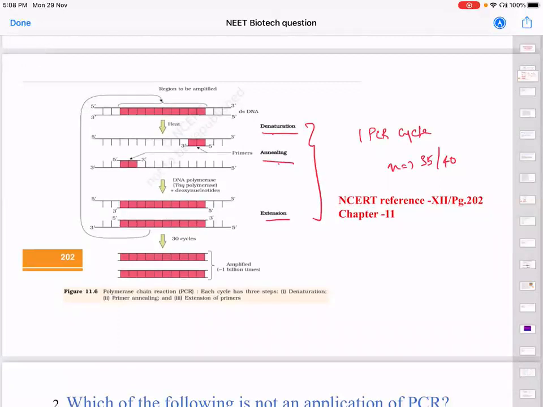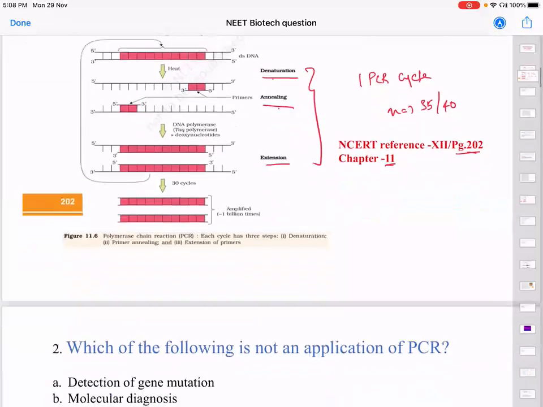This is the first question regarding PCR, and the reference here comes from chapter 11, which is biotechnology principles. The NCERT 12th book, page number 202, gives you this diagram, which gives a clear message that denaturation, annealing, and extension can be repeated n number of times to amplify our gene of interest. This is all the basics, right? So this is regarding the first question.